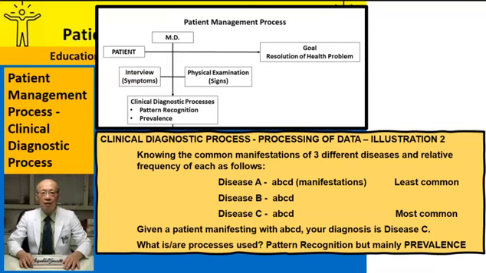Given the patient manifesting with A, B, C, D, your diagnosis is disease C. What is and are the processes used? Pattern recognition, but mainly prevalence.